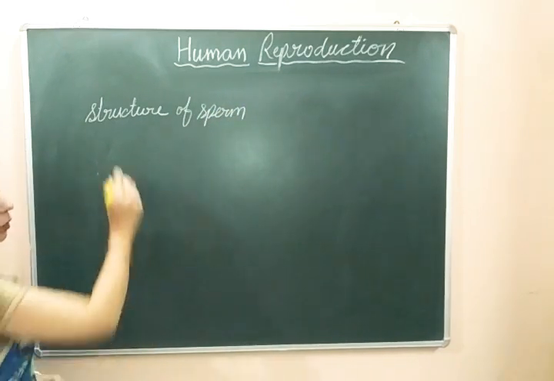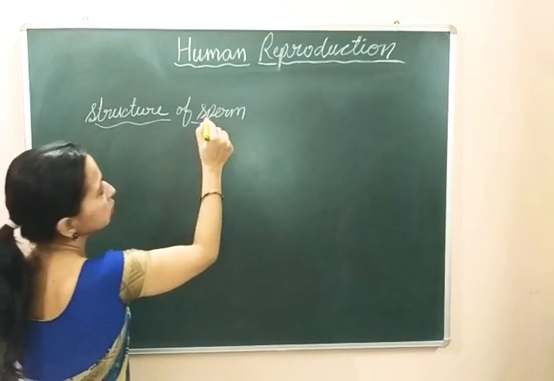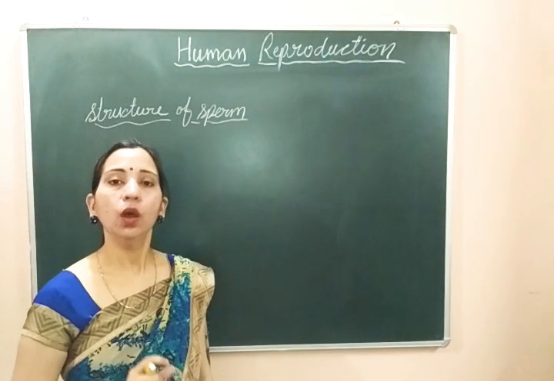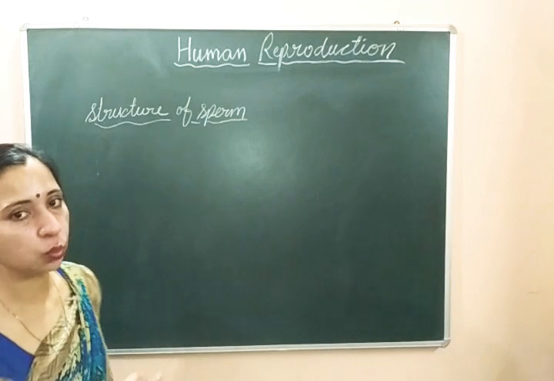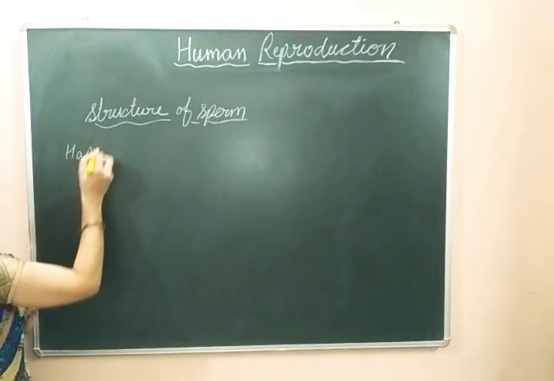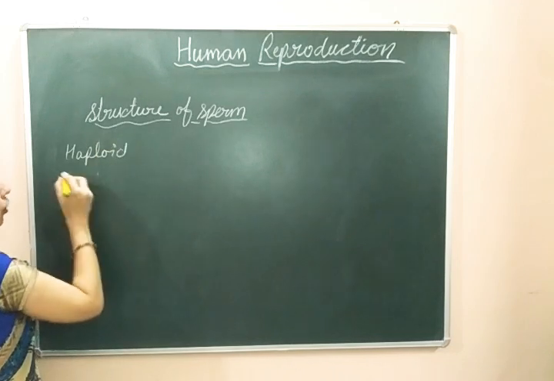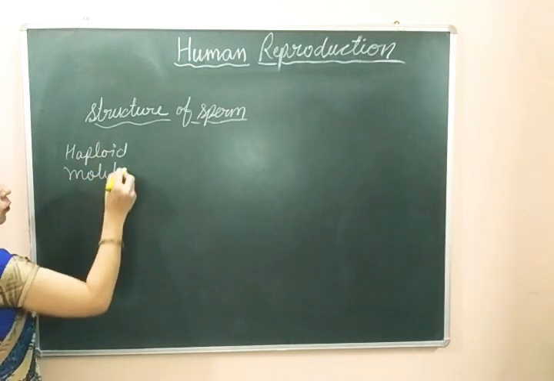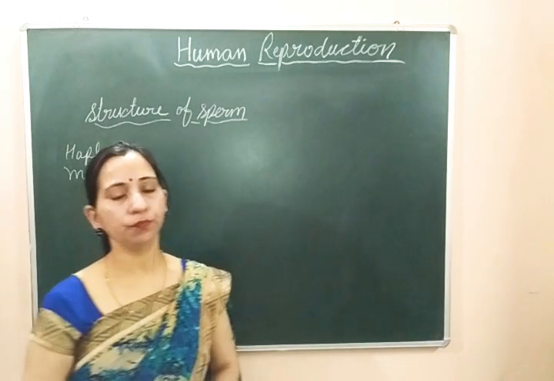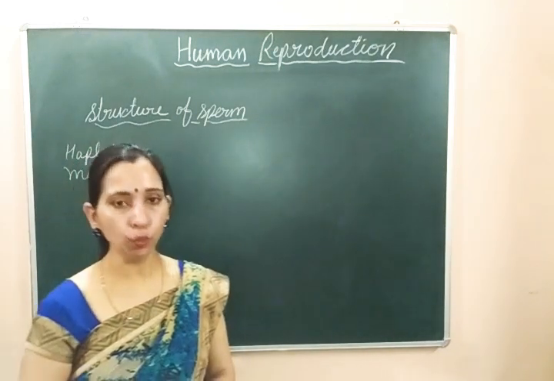As you all know, the sperm in the case of human is a motile structure. It's a male gamete which is haploid in nature and it's motile. So we can write here that it is haploid, motile, and flagellate structure because due to the presence of a tail, it can easily move.